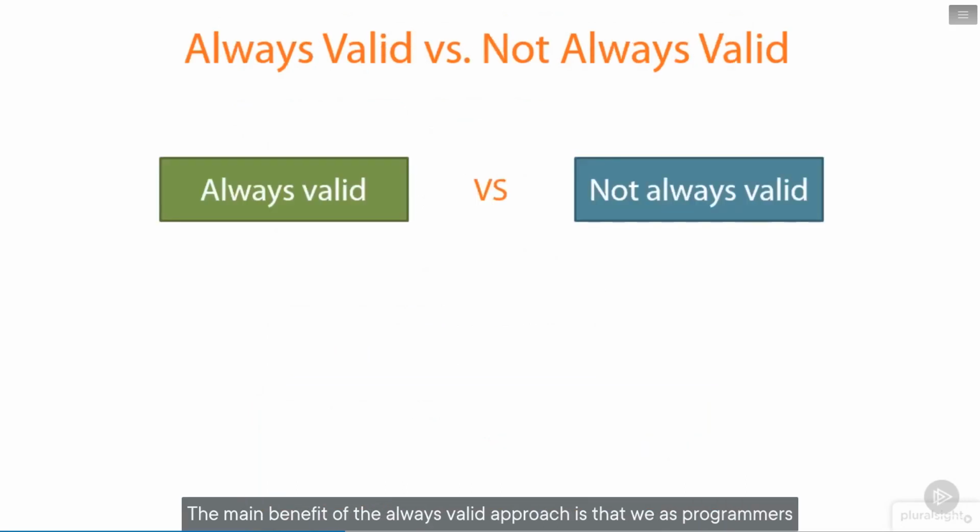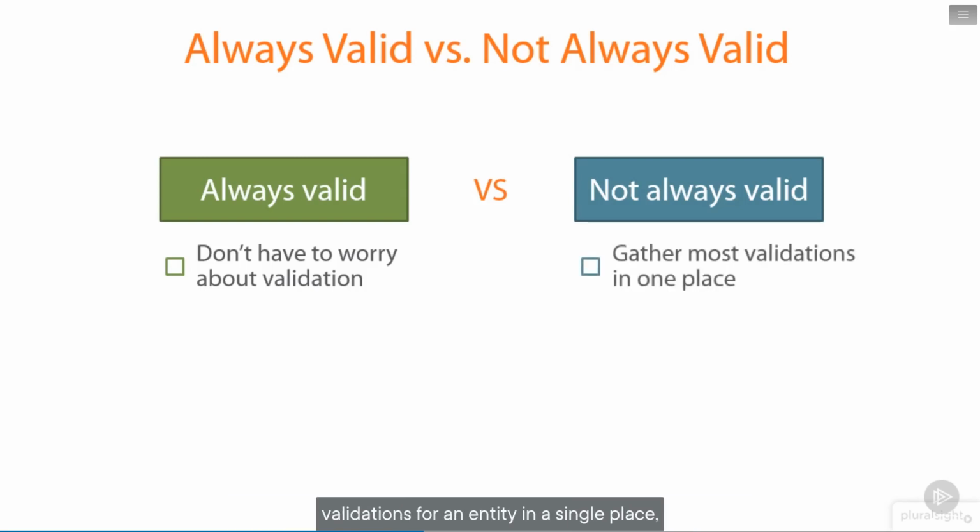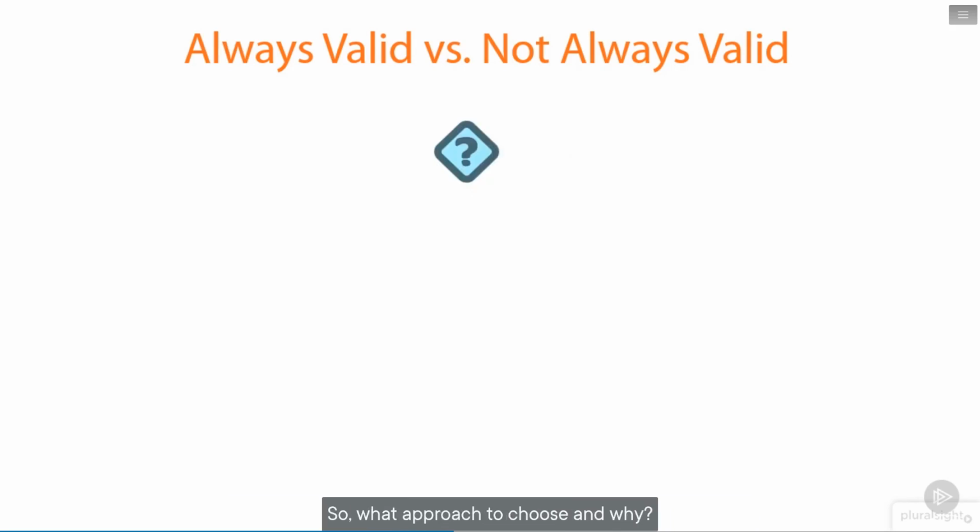The main benefit of the always valid approach is that we as programmers can be sure the objects we are working with always reside in a valid state whenever we accept them as input parameters or get them as a result of some operation. On the other hand, the not always valid approach allows us to gather most of the validations for an entity in a single place and thus simplify the validation logic. So what approach to choose and why?